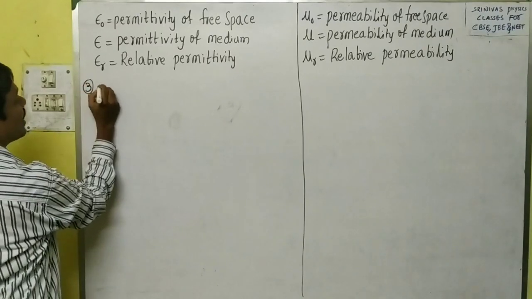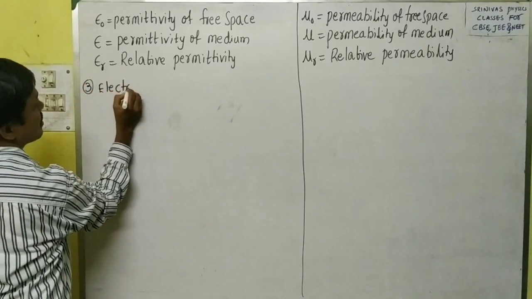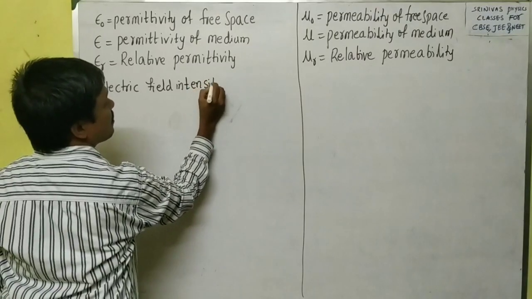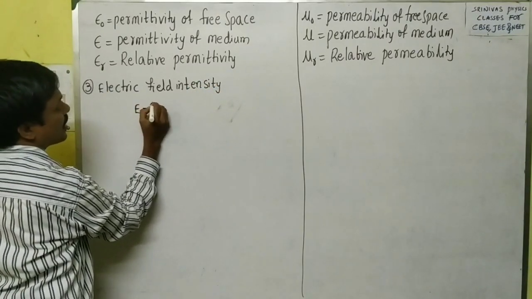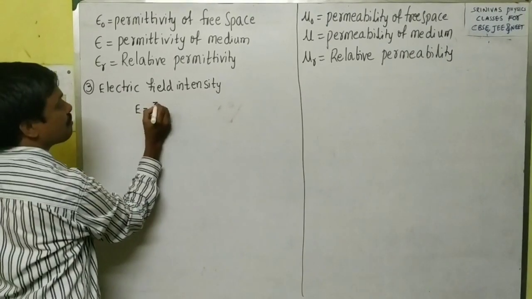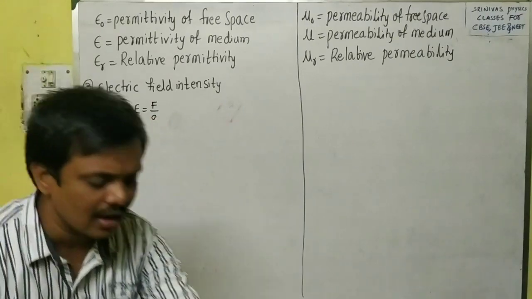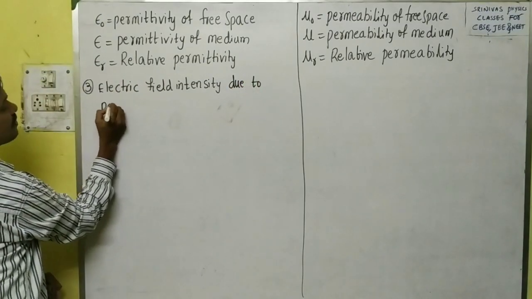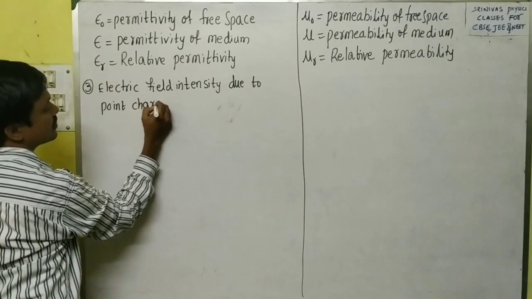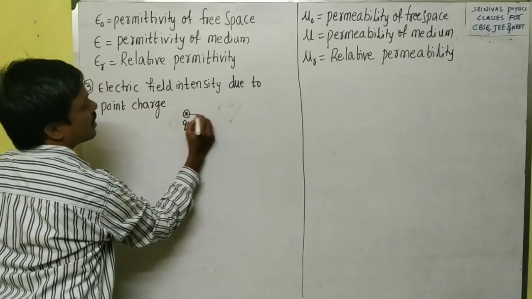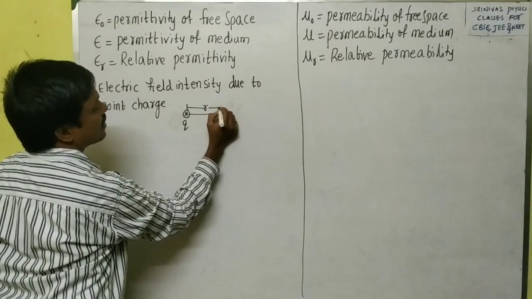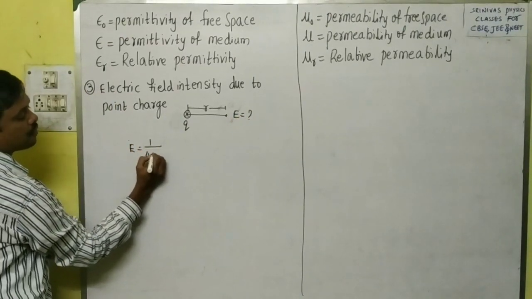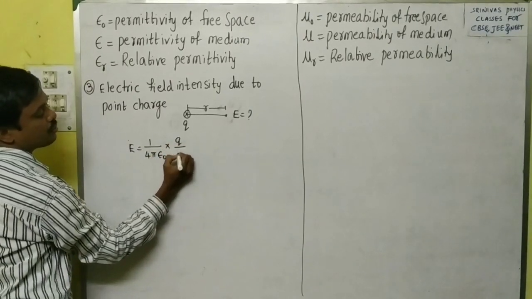The third point I am going to tell is electric field intensity. The electric field intensity formula is F by Q. Not that, I will write the electric field intensity due to a point charge. This is charge Q, and at a distance R I want to find the electric field. The electric field formula is 1 by 4 pi epsilon naught into Q by R square.